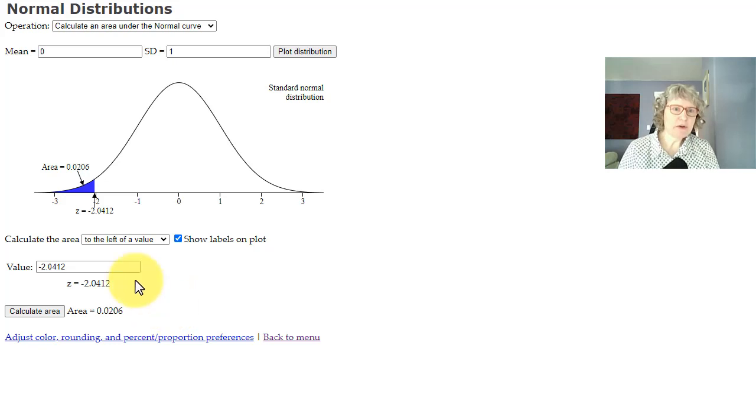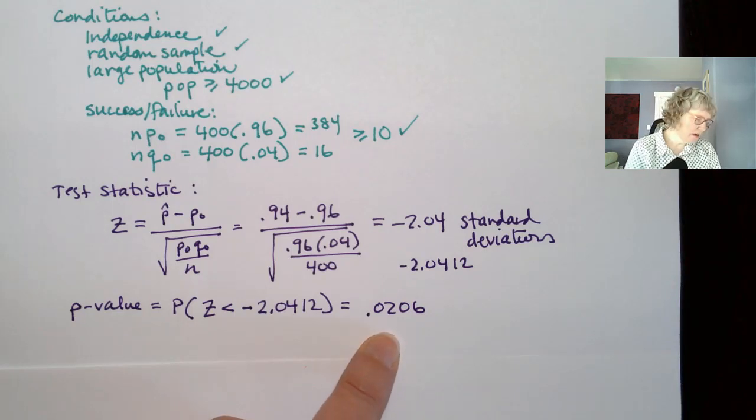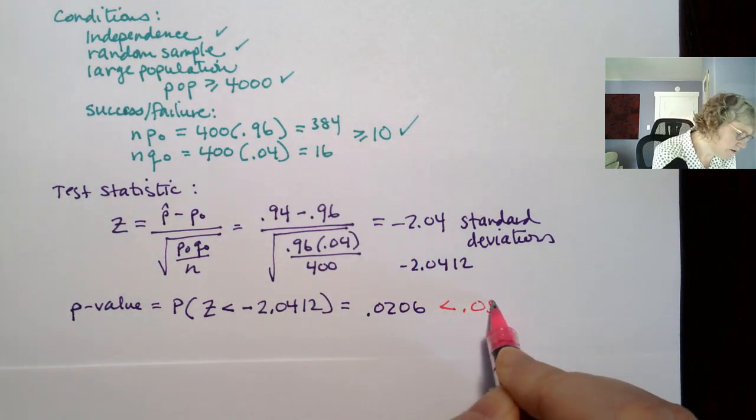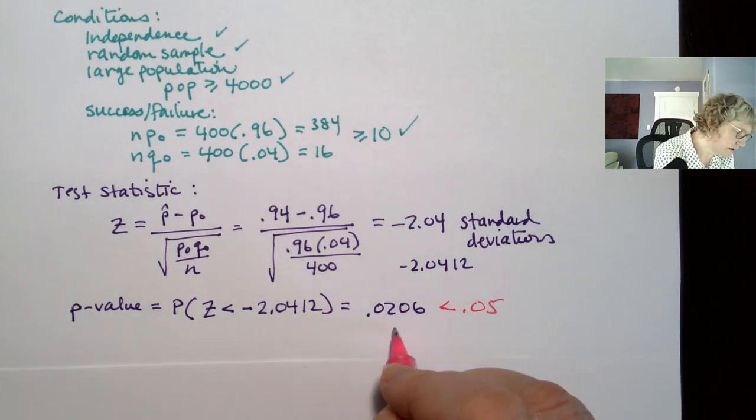Let me go back to the note. So I wrote the p-value, and you can see, just to double check, your z-score on the graph, and the area is 0.0206. So that's our p-value. Now I'm going back to the notes. I wrote down our p-value. That is less than 0.05. So this is significant.